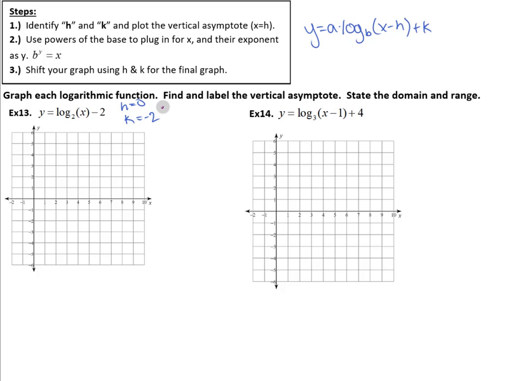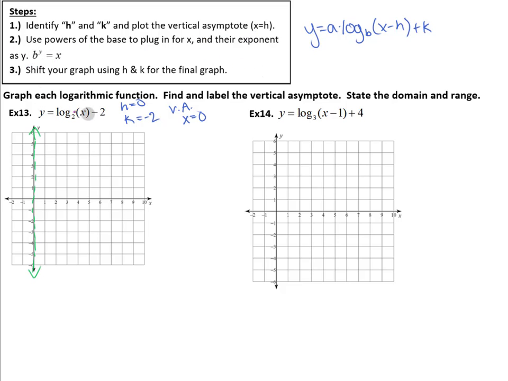So we do have a vertical asymptote at x equals h, x equals 0. So we'll go ahead and plot that in here. I'll use green. Okay, when x is 0, we have our vertical asymptote. Okay, next, use powers of the base to plug in for x and their exponent as y.